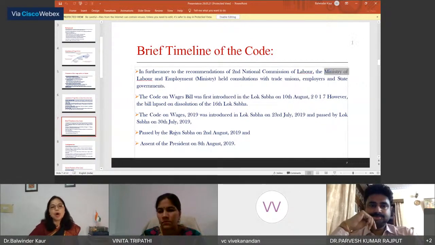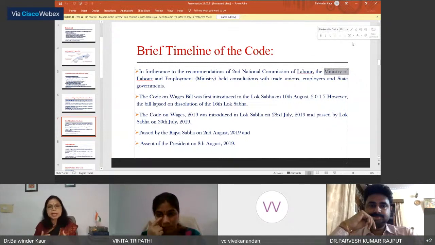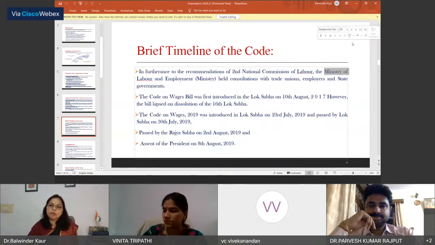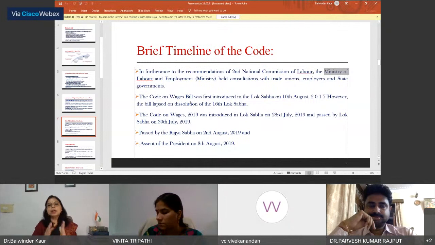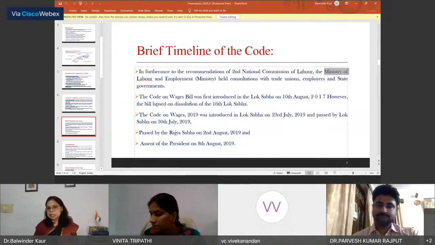Now, in furtherance of the recommendation, as I've discussed with you, it was the Second Labour Commission which recommended the different codes on labor laws. So in furtherance of the recommendation of the Second National Commission on Labour, the Ministry of Labour and Employment held consultations with the different stakeholders: trade unions, employers, and state governments.